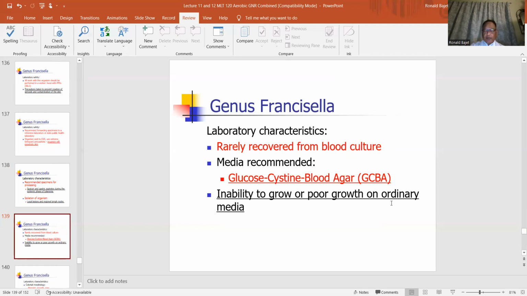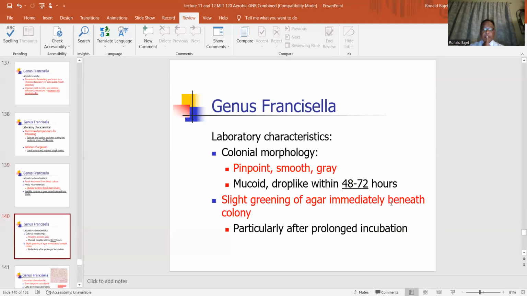The media of choice for Francisella is glucose-cysteine blood agar, GCBA. Make sure you put that in your media of choice. I'm going to be reviewing this when we do the review for the facultative anaerobes and the aerobic GNR. Colonies are pinpoint, smooth, gray, with slight greening of the agar immediately beneath the colony. They become mucoid and drop-like within 2 to 3 days.